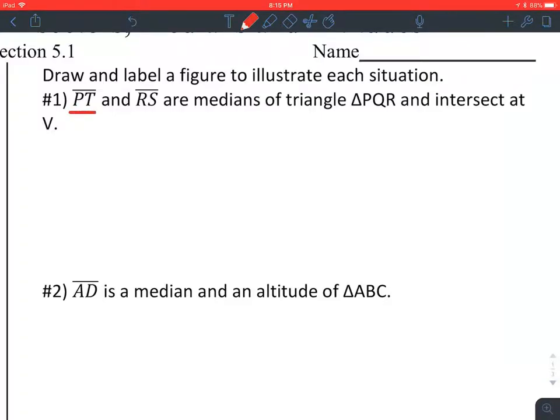Segment PT and segment RS are medians of the triangle PQRS. I got triangle, triangle. I just realized that. That's a double triangle. It's meant to be a single triangle. My apologies. And those medians intersect at V.